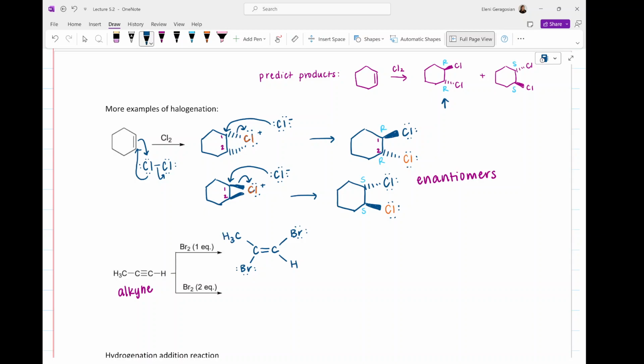So in this case, the halogen being added has the highest atomic number, and so we will always form these E-alkenes because of anti-addition.